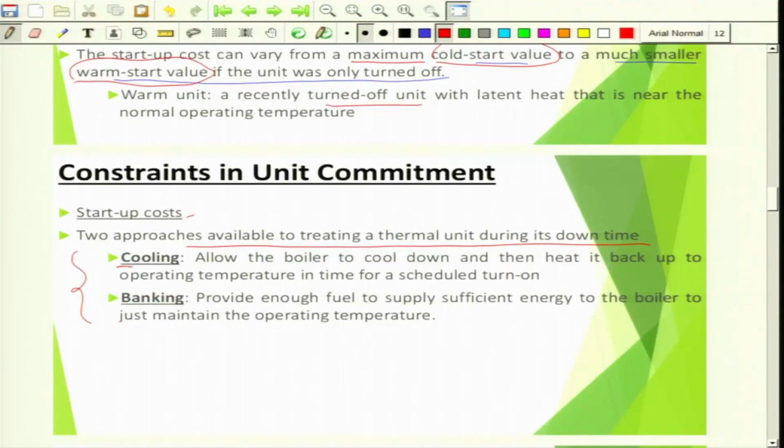So that's what is cooling and banking. Cooling means you're turning it off. So in a way you can easily conclude that this approach is followed when there is a long time available for the system to be brought back on. Banking means you keep the system in an on condition.